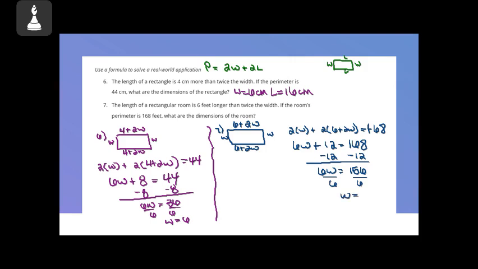And then I need to plug back in to find my length. My length is 6 more than twice the width. And if I do that, I end up with 58 total, because 2 times 26 is 52. Add 6 more. 58 feet is the length.